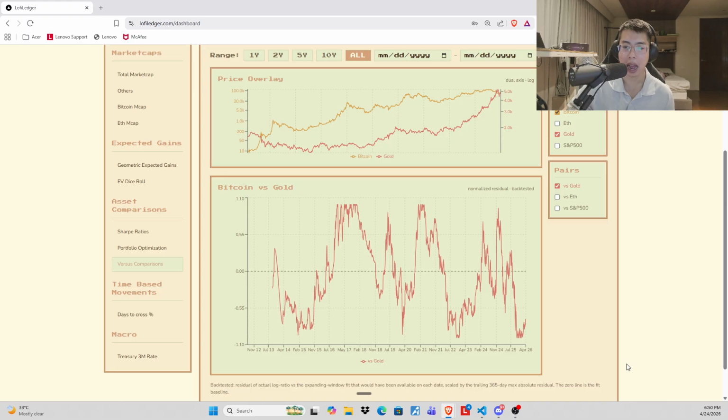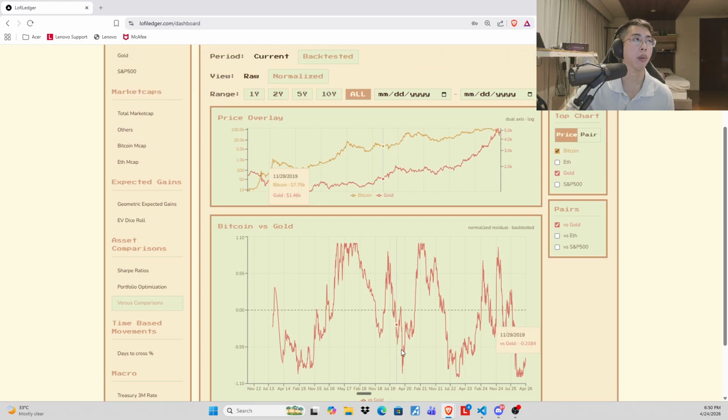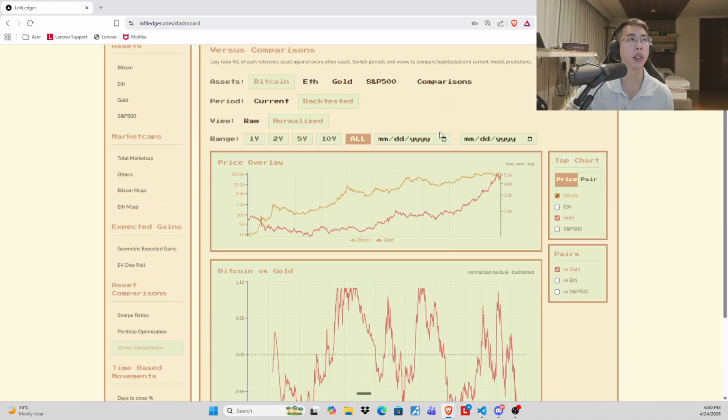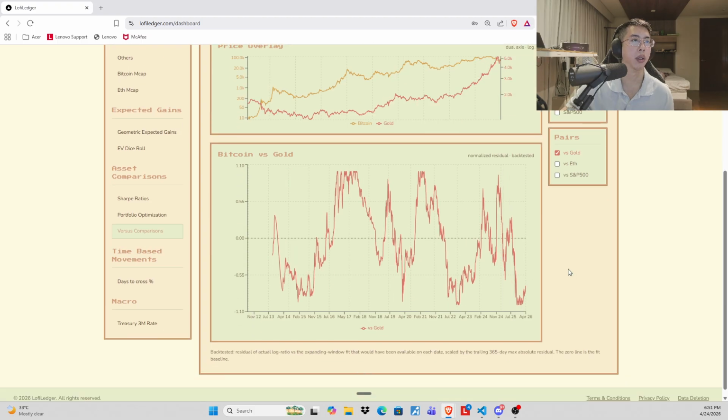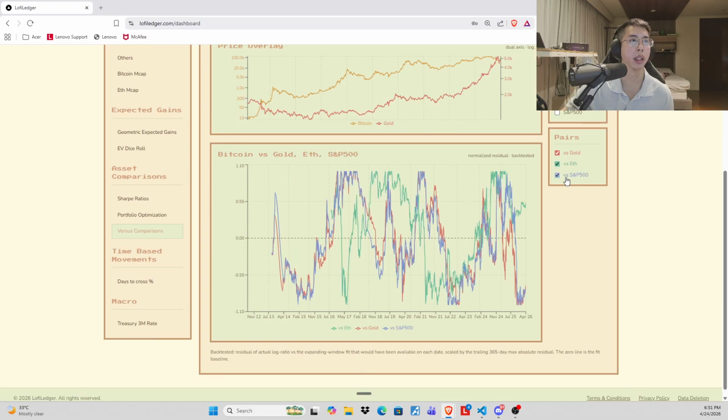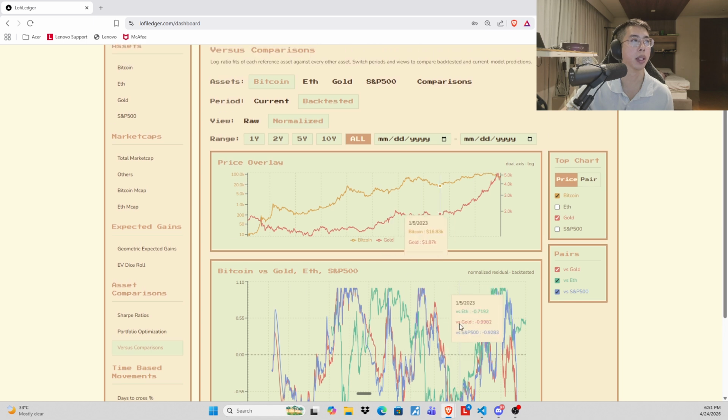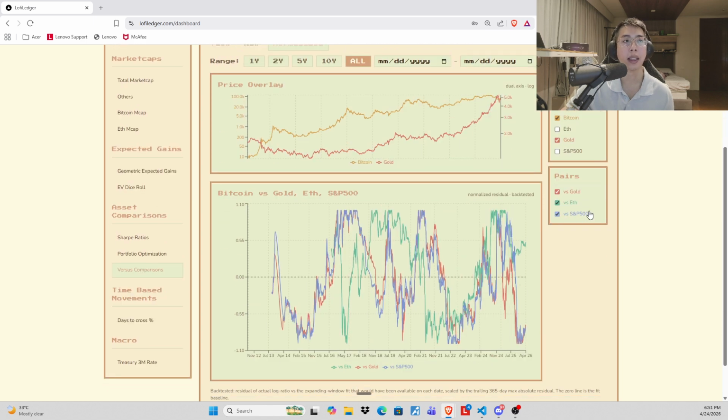So that's basically how you can tell whether or not to switch assets. We also have this comparison tab. Another logical thing to do is, you have all these different indicators. For example, this is Bitcoin against the S&P, against gold, against ETH, right? You have all these different things.